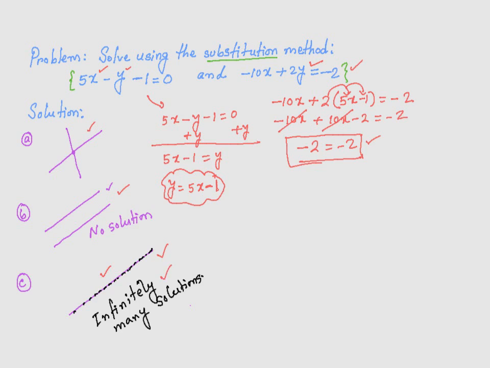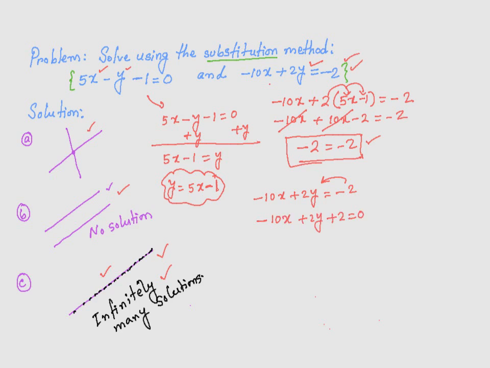And I'm going to show you by doing some simple algebra that this second equation is exactly equivalent to the first equation. It's kind of hidden in this second equation. So negative 10x plus 2y is equal to negative 2. I'm going to move the 2 to the left by adding 2 to both sides. So it's going to be negative 10x plus 2y plus 2 is equal to 0.